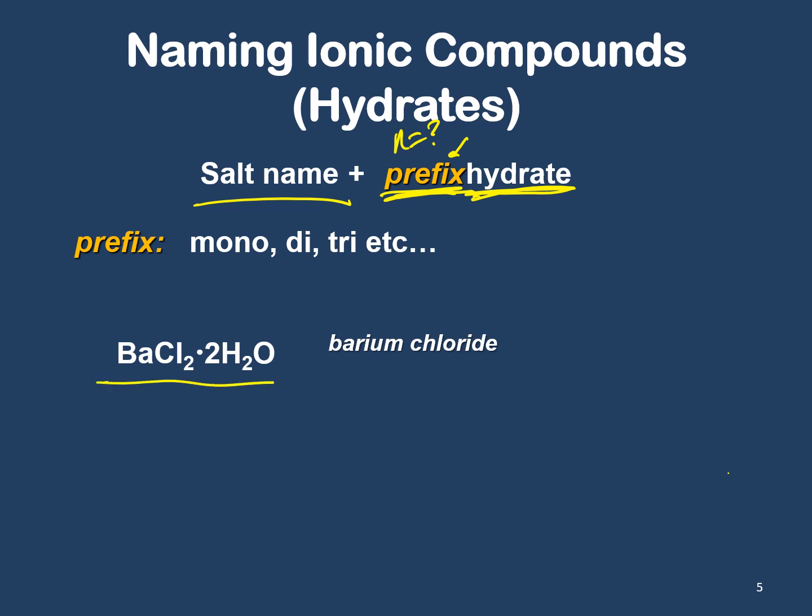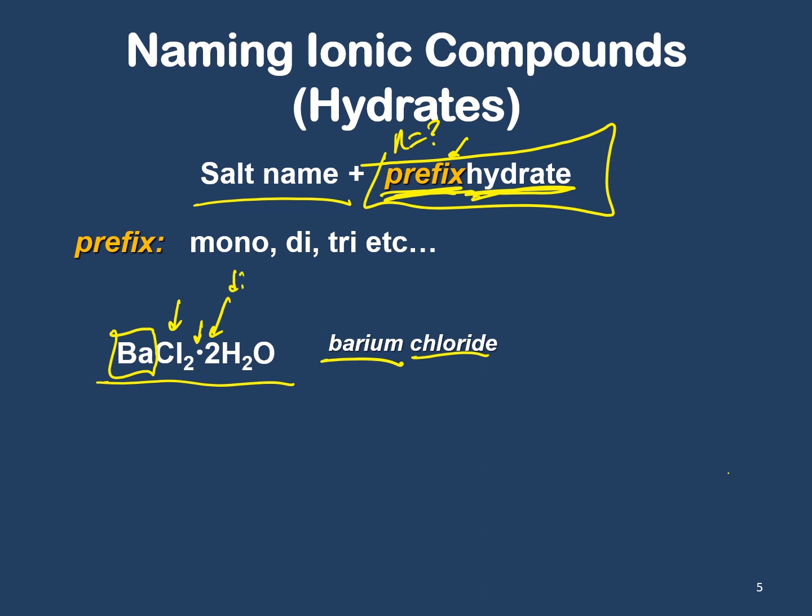So if we look at this compound, it's a hydrate. We have a water attached. There's always this multiplication dot to indicate the water is bound to the ionic compound. So if we're naming the ionic compound first, we just write barium, right? And then this is chloride, so barium chloride. Next, we have to add the prefix plus the word hydrate. Since there are two waters, this is going to be the prefix di, so dihydrate. Our full name of this compound would be barium chloride dihydrate.